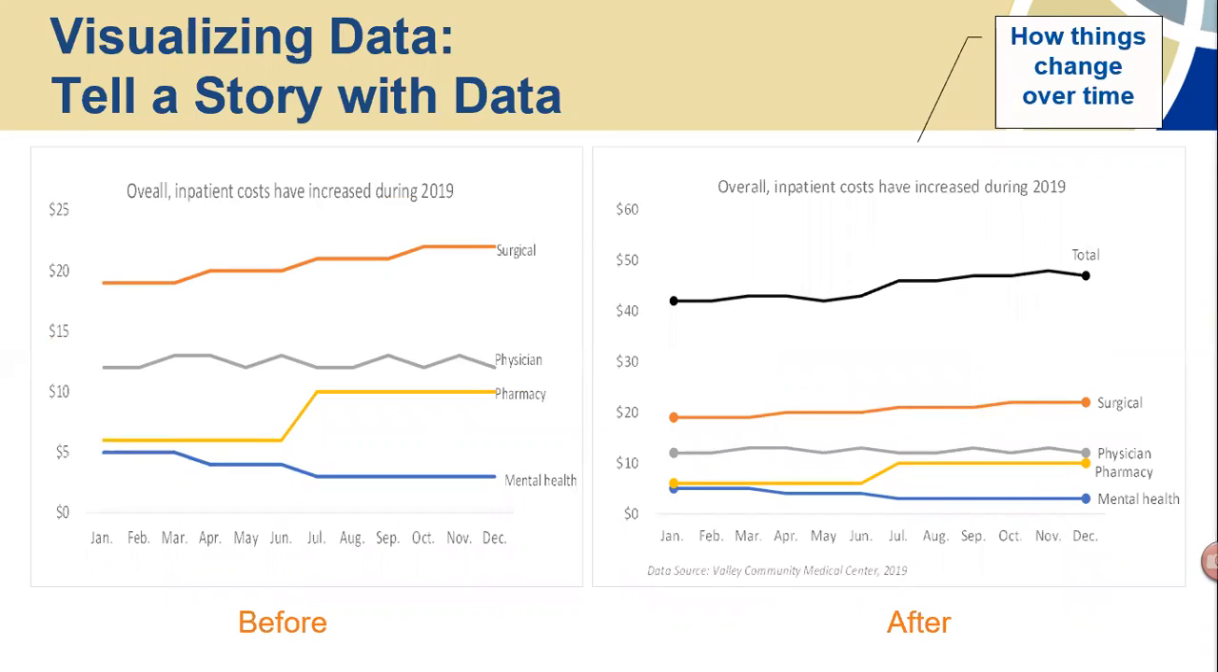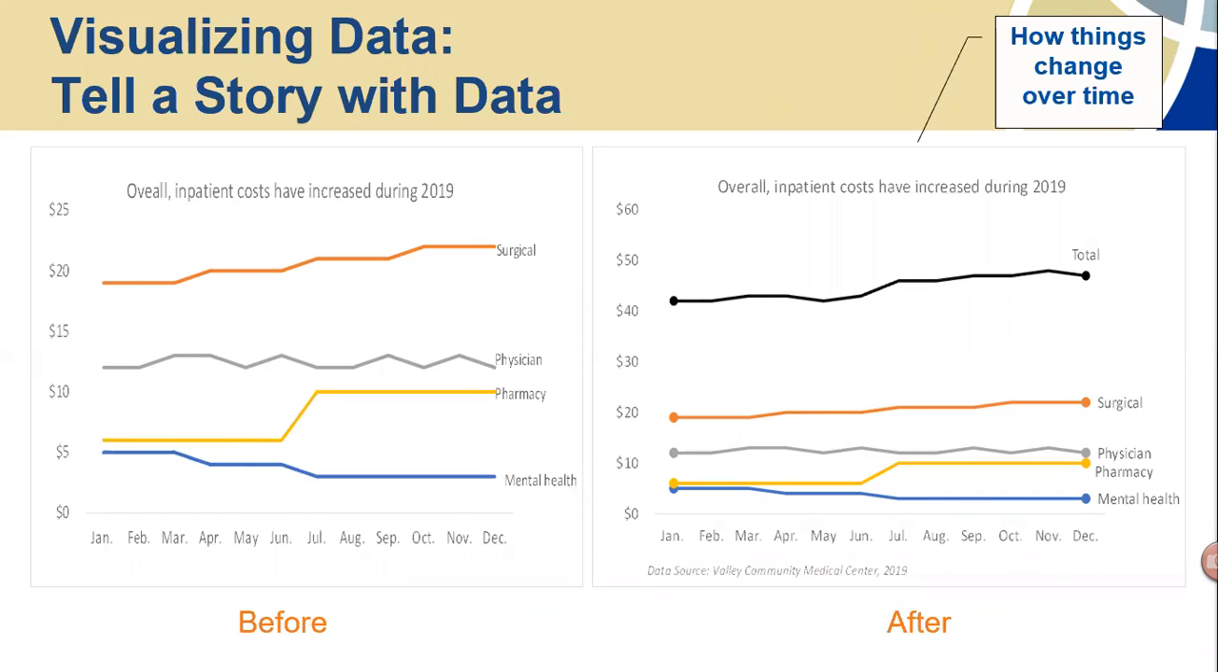Because I'm looking how things change over time, it is okay to use the line graph. In these charts, I'm showing the data for each inpatient service category by month. However, the chart illustrated on the left is a bit problematic because it doesn't make it obvious that these categories, such as the pharmacy or physician, represent portion of their overall cost. Yet in my title, I'm making the statement that the overall inpatient costs have increased during 2019. We might be making the wrong assumption because for some categories, the costs increased and for some decreased over time.